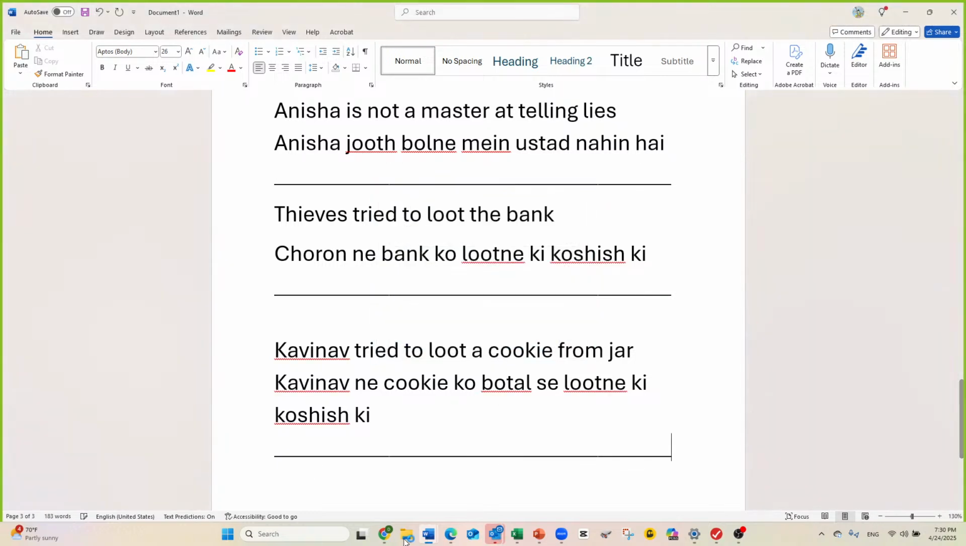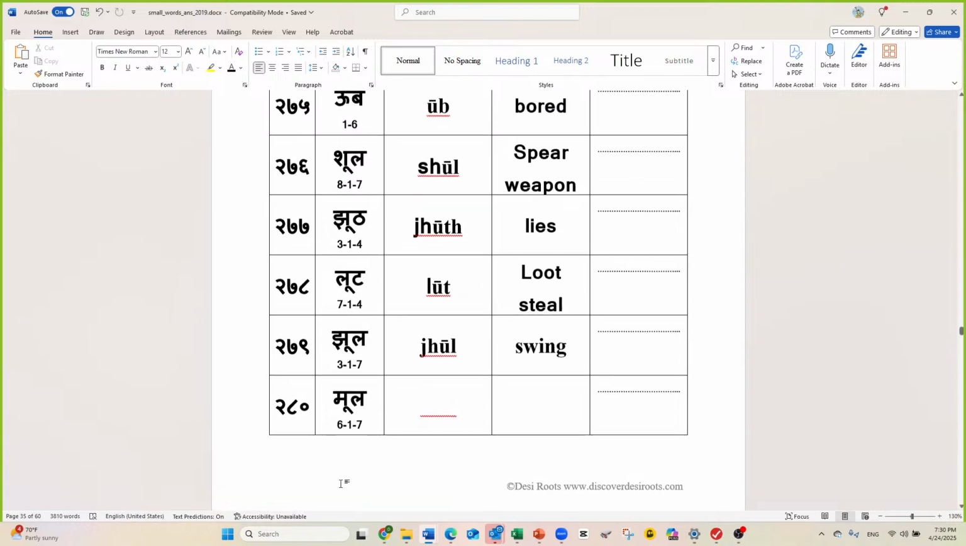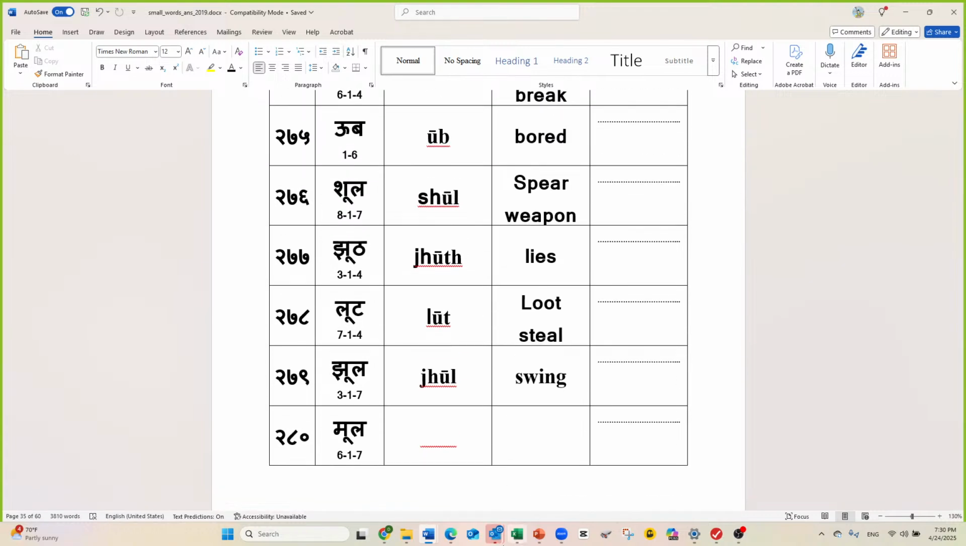Okay. Hold on. Let's go to our next word. Read next word for me. Jhool. Jhool is to swing. Write down. Jhool is to swing. Okay. Give me an English sentence with the word swing in it.